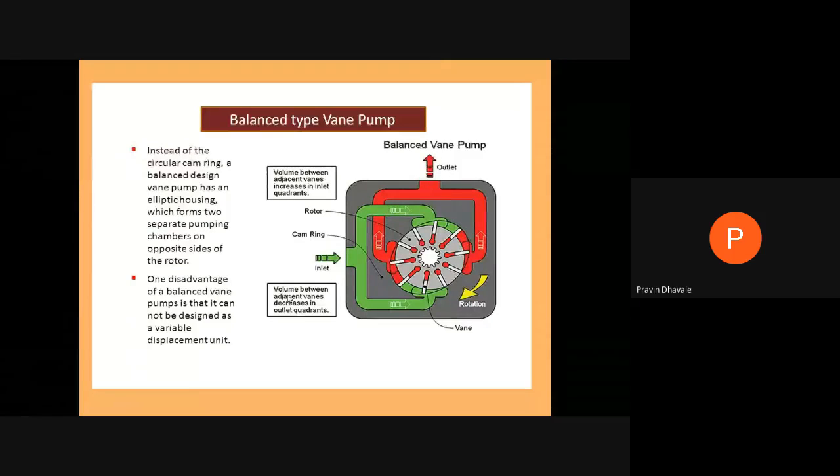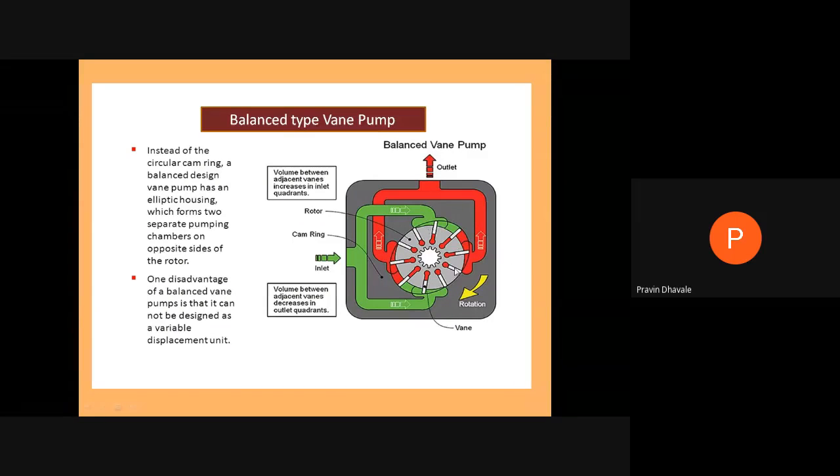What changes have we made in this type of pump? Instead of a circular cam ring, we are having an elliptical cam ring. And instead of providing a single inlet and outlet port, we are providing two separate diametrically opposite inlet ports and two separate diametrically opposite outlet ports. Because of that, whatever pressure difference is generated due to the inlet and outlet ports will be nullified, and the remaining operation will be the same.